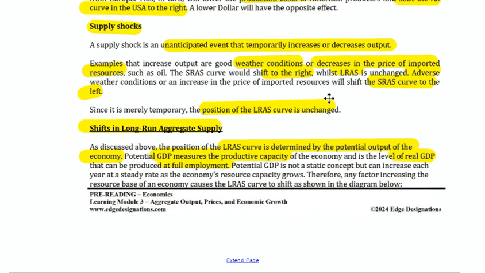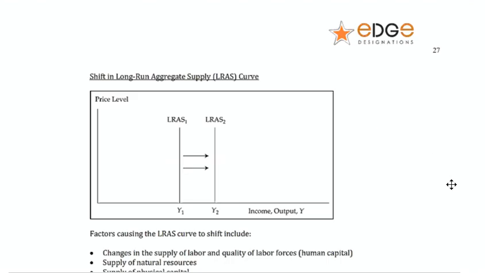Okay, potential GDP is not a static concept, but can increase on an annual basis as the economy's resource capacity grows. Any factor increasing the resource base of the economy will cause the long run aggregate supply curve to shift. Let's have a look at a picture. Okay, and there we go. But it's got to be a long-term change.